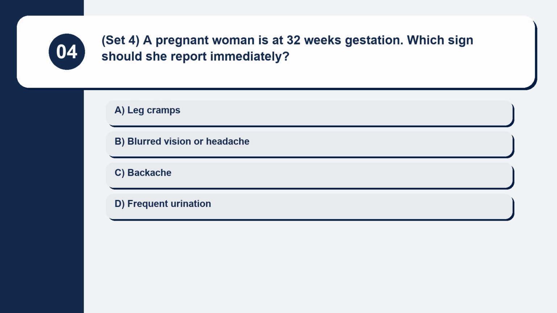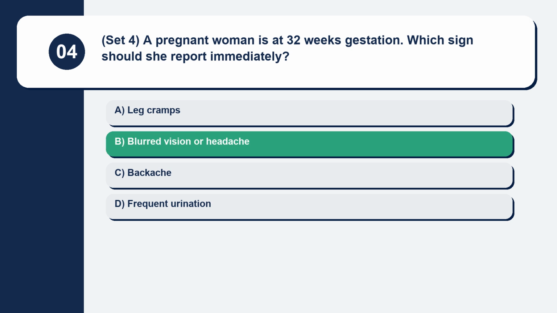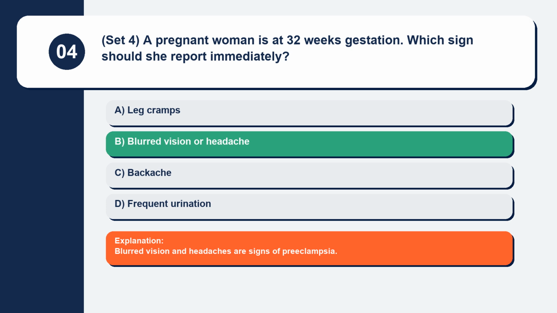Question 4. Set 4. A pregnant woman is at 32 weeks gestation. Which signs should she report immediately? Leg cramps, blurred vision or headache, backache, frequent urination. Blurred vision and headaches are signs of preeclampsia.